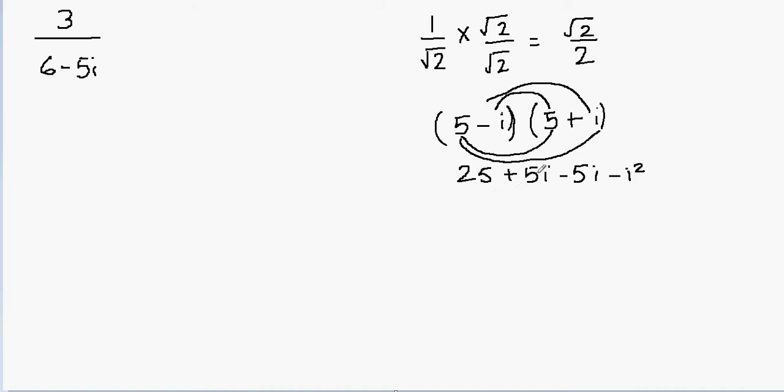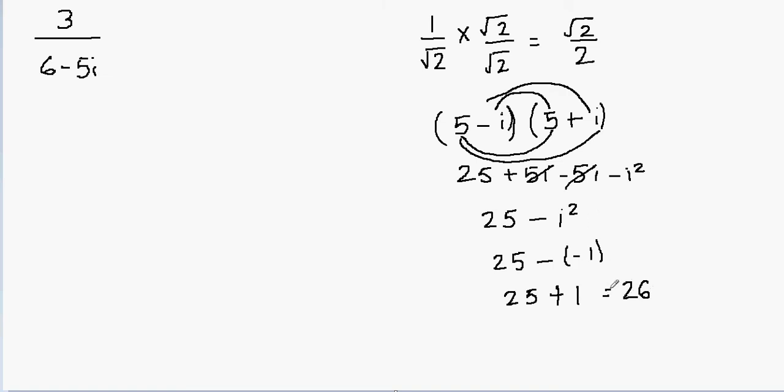Now here you can see that positive 5i and negative 5i cancel each other out. So you're only left with 25 minus i squared. Now we know that the value of i squared is negative 1. We'll plug in the value here. So we'll get 25 minus, since i squared is negative 1, I'll just write negative 1 here. Negative 1 times negative 1 will be positive 1. So I'll get positive 1 here. And 25 plus 1 is 26.